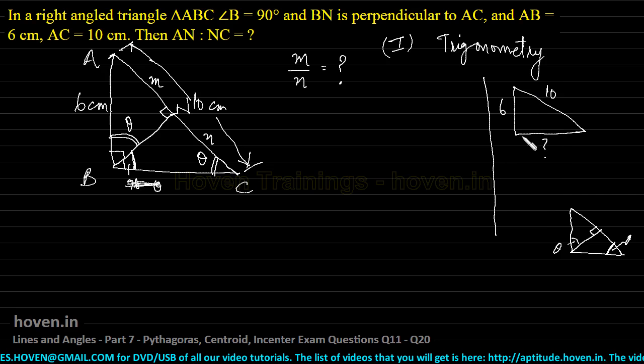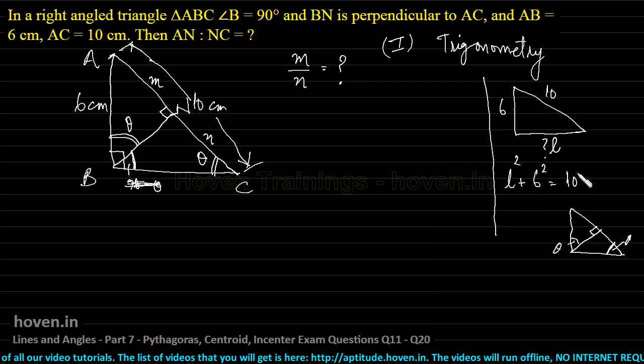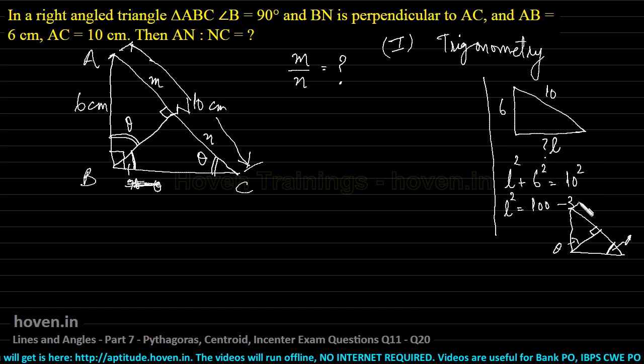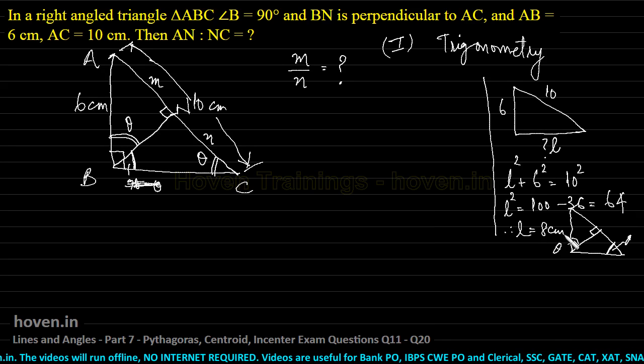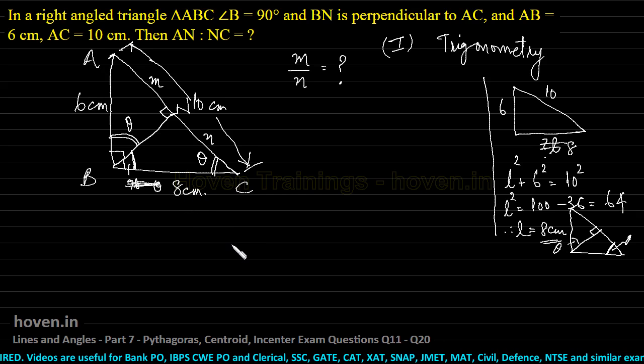By Pythagoras theorem, if we assume this as L, then L square plus 6 square should be equal to 10 square, the square of hypotenuse, which implies L square should be equal to 100 minus 36, which is 64. Therefore, L should be equal to 8 centimeter. So this side should be 8 centimeter. We can write it and mark it here because it will be of use to us.